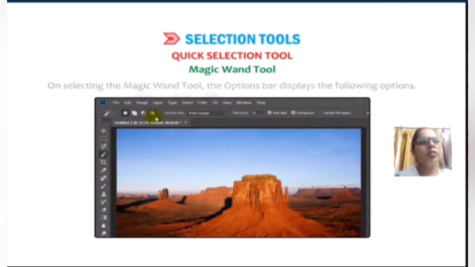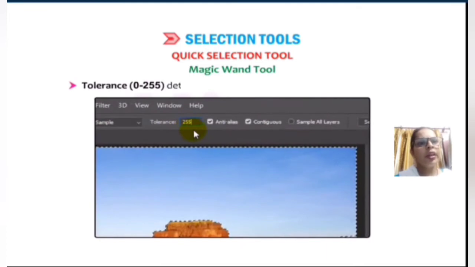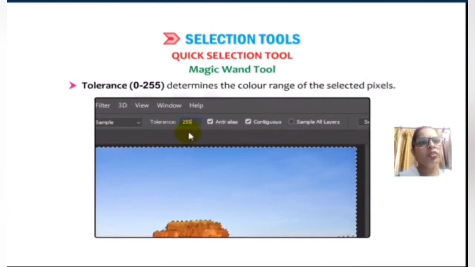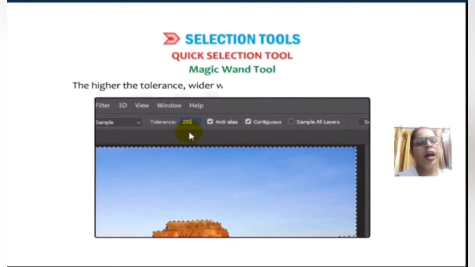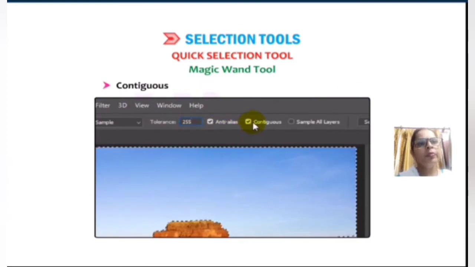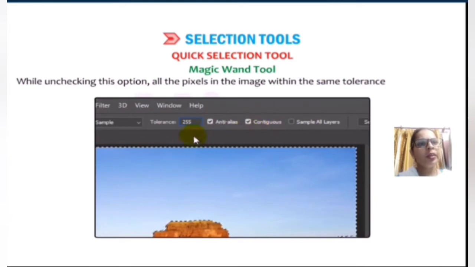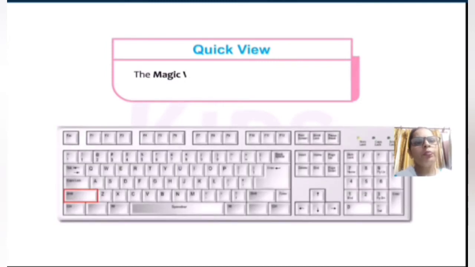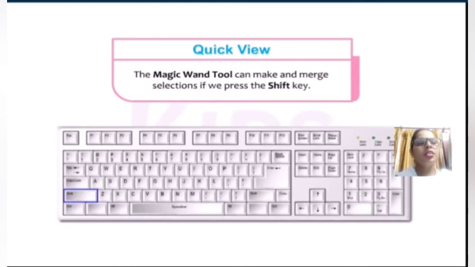The Magic Wand tool option bar displays the following. Tolerance determines the color range of the selected pixels. The higher the tolerance, the wider the range selected. Anti-aliasing produces smooth edges by partially filling the edge pixels. Contiguous limits the selection to adjacent pixels only. While unchecking the option, all the pixels in the image within the same tolerance range will be selected. Quick view. The Magic Wand tool can make a merged selection if you press the Shift key.